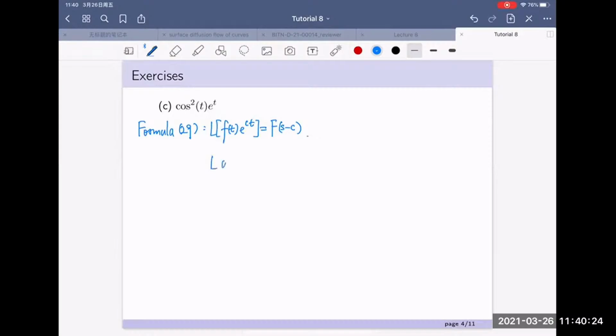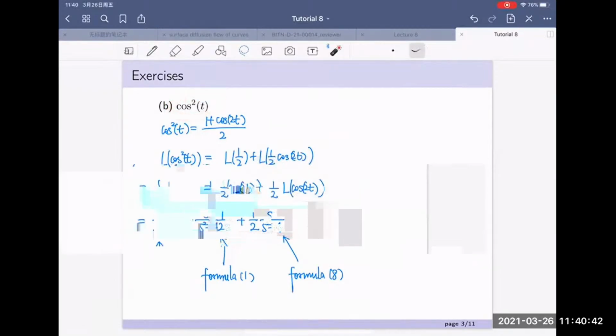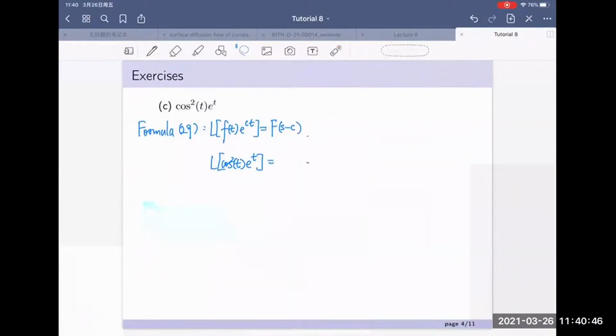So according to this formula, if we put cosine square of t here, the Laplace transform would be this function. For cosine square of t, you have this result, this is its Laplace transform. Now we need to replace s by s minus c in this result. In this question, the constant c is 1. So you replace all the s by s minus 1. You see, this is (s minus 1) square plus 4. So this is the answer.